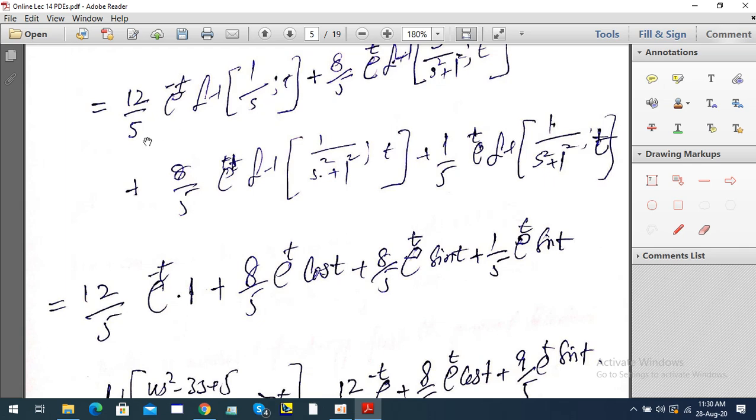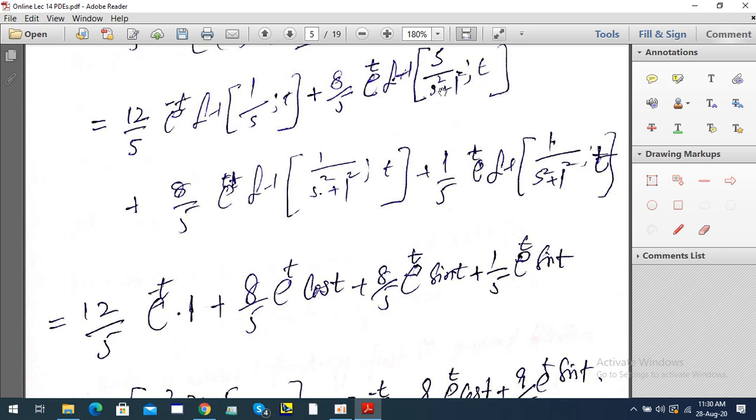So now you can see here, 12 by 5 e power minus t, and the Laplace inverse of 1, or this is just 1. Similarly, 8 by 5 and the Laplace inverse of s by s square plus 1 is cos t.